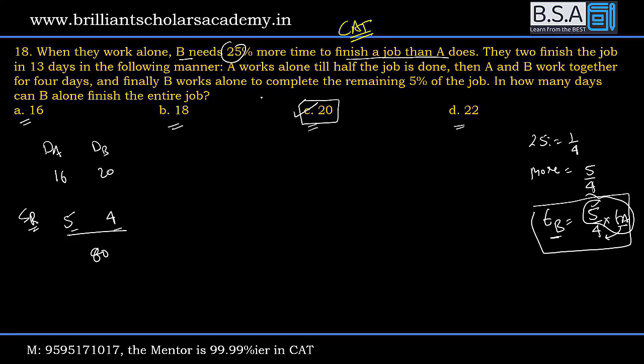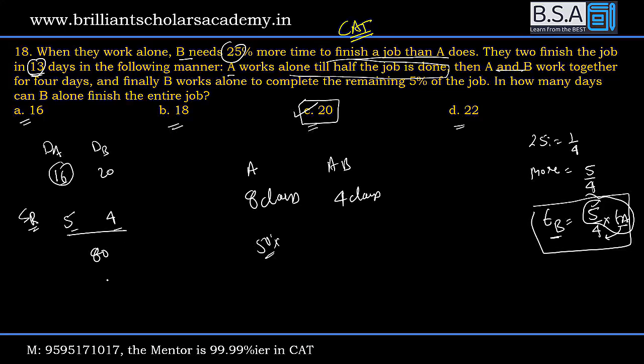They together finish the job in 13 days. The total days are 13. A alone works till half of the job is done. What is half of this? 8 days. So A alone has worked for 8 days, because आधा काम करेगा तो days आधे रहेंगे. Now A and B work together for 4 days. Please observe here: 40 units of work has been done by A.